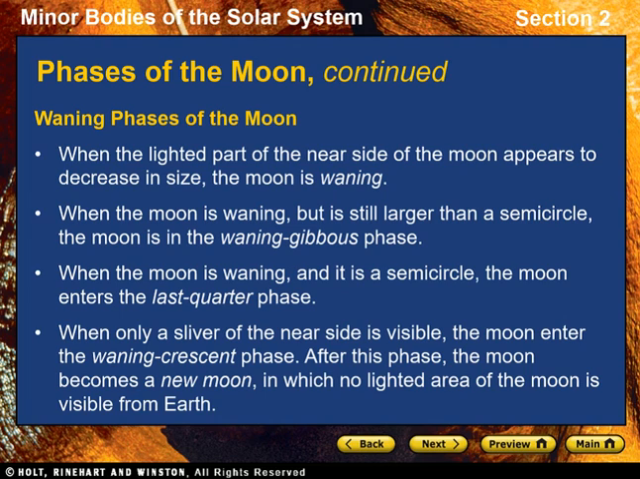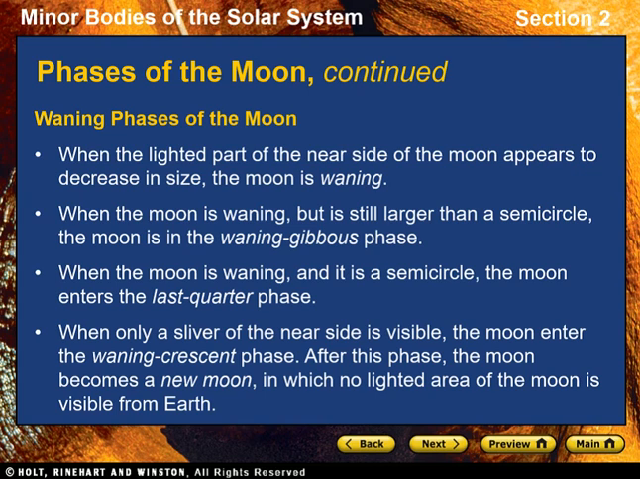When only a sliver of the near side is visible, the moon enters the waning crescent phase. After the waning crescent phase, the moon again moves between Earth and the sun. The moon once again becomes a new moon, and the cycle of phases begins again.